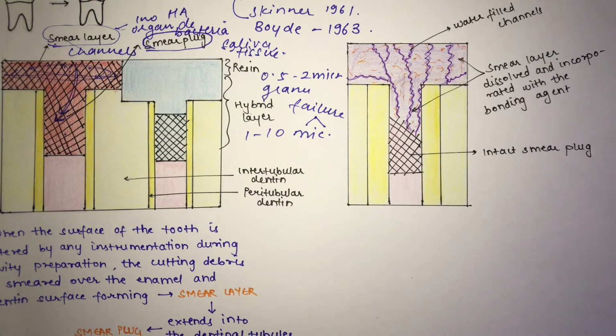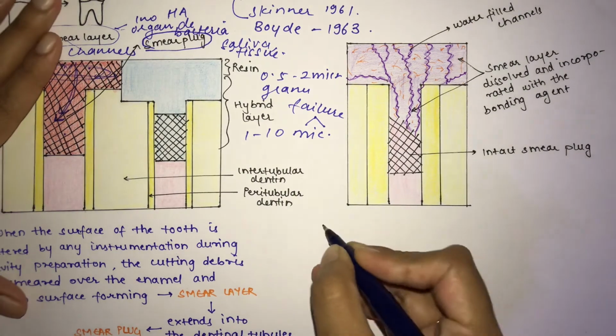So now what is the role of this smear layer in dentin bonding? As I said, this smear layer has a weak attachment and it is brittle in nature. Because of that, it can be easily dislodged. So basically there are three approaches to overcome this weak bond.